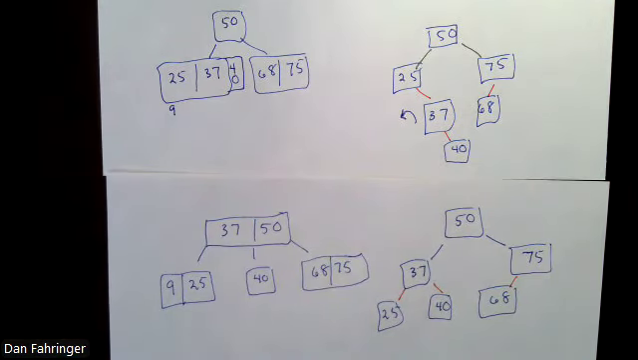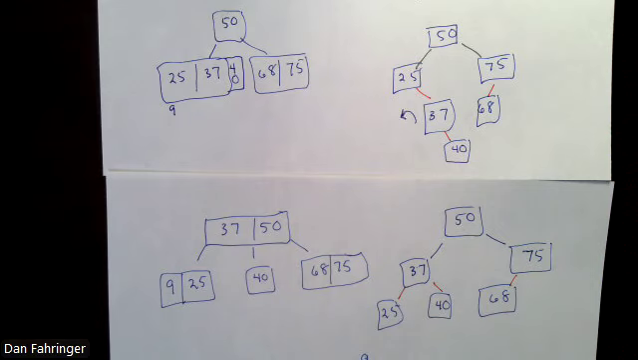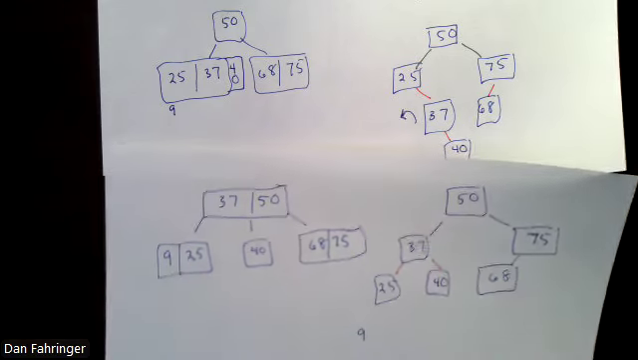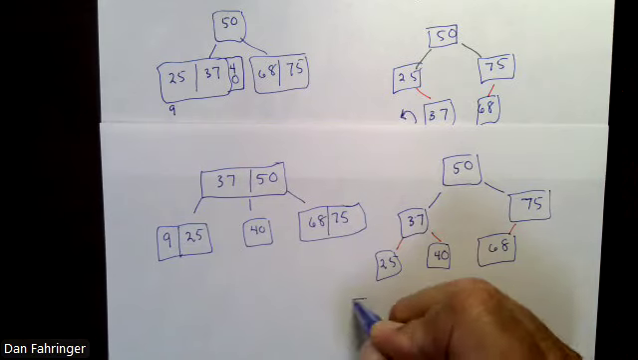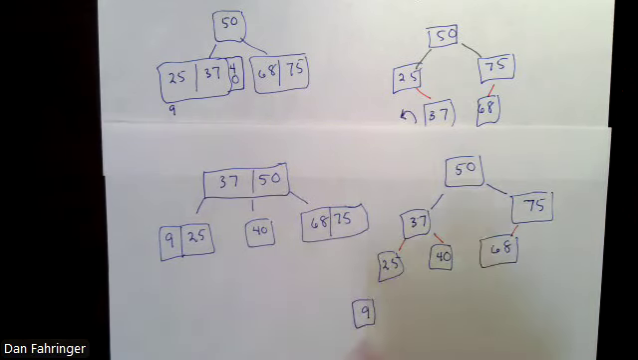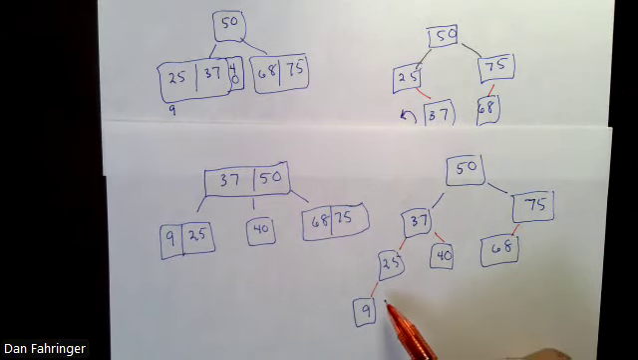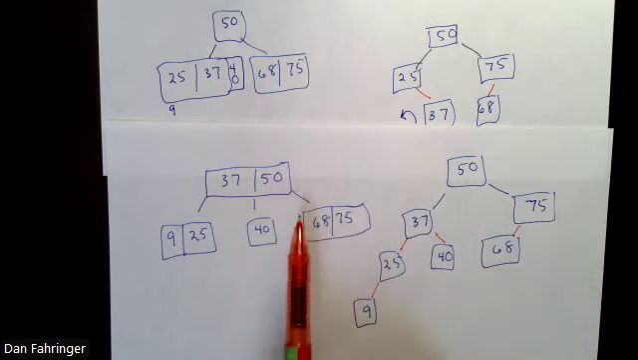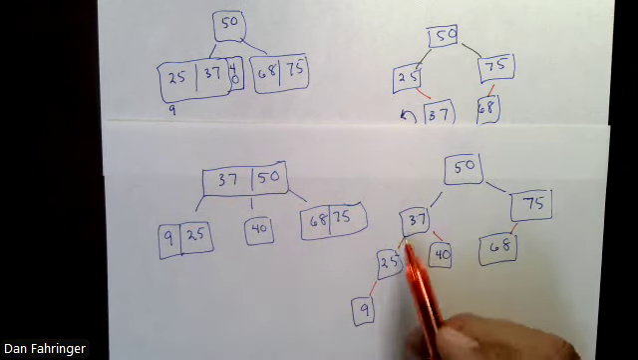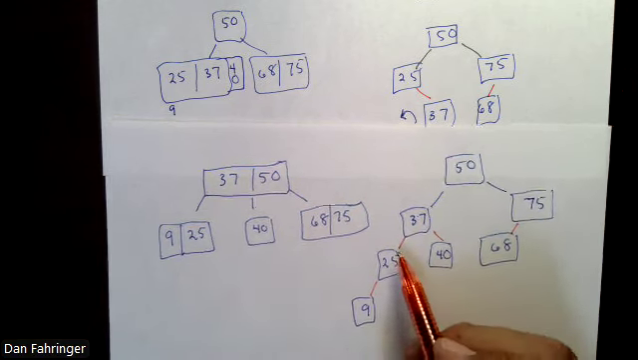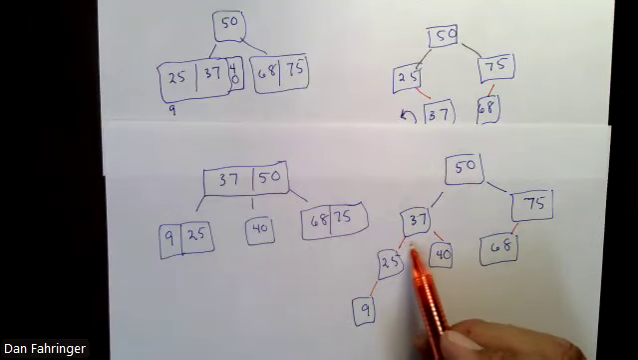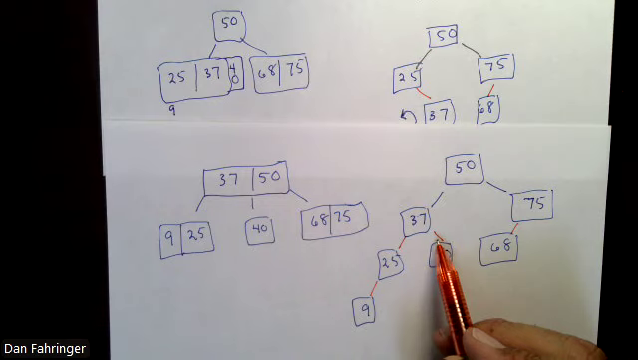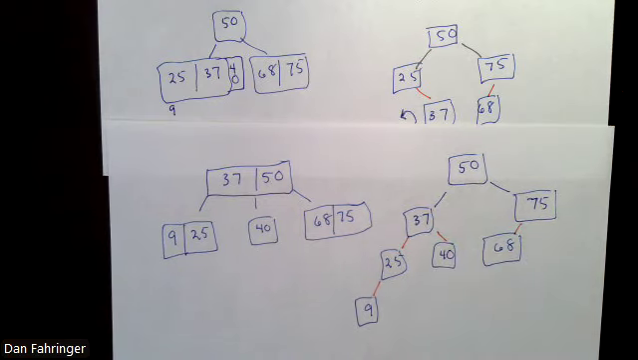I'm now adding 9. Less than, less than, less than. 9 goes here, to the left of 25. It's a red. And now all of a sudden I do my check and I have 2 reds in a row. So what has to change? Well, I'm peeking over here. When I had 2 reds in a row, what happened to the next level up? Both of these turned to black.